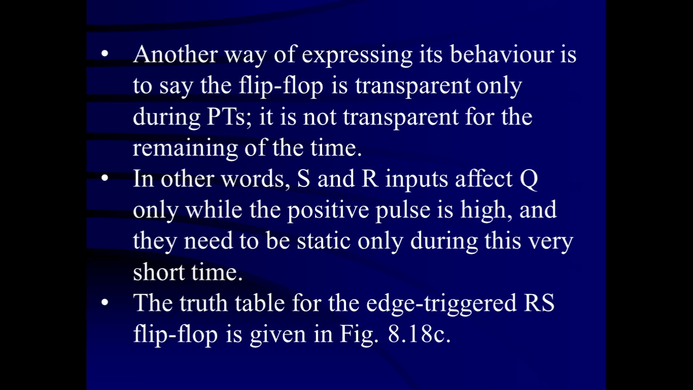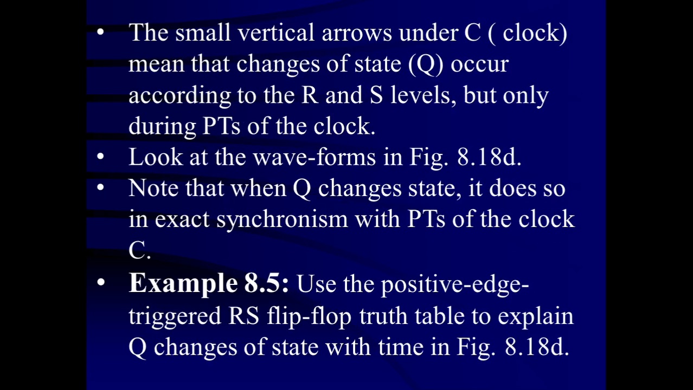The truth table for the edge-triggered RS flip-flop is given in figure 8.18c. The small vertical arrow under the clock C means that changes of the state Q occur according to the R and S levels, but only during the positive transition of the clock. Look at the waveform in figure 8.18d. Note that when Q changes state, it does so in exact synchronization with the positive transition of the clock C.